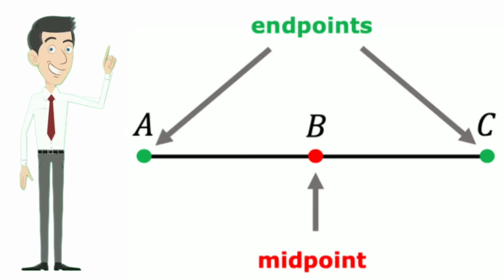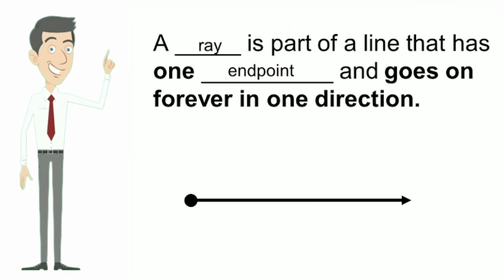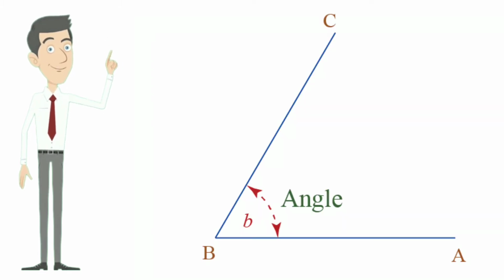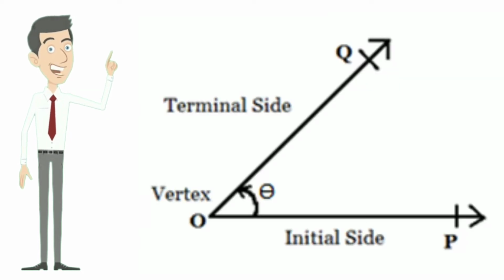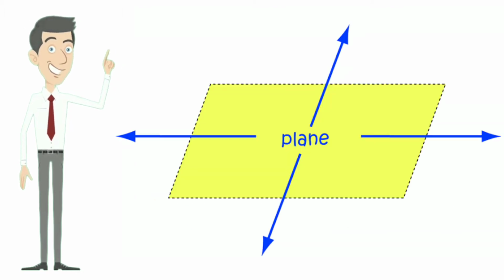Midpoint. The midpoint of a segment divides the segment into two segments of equal length. Ray. Ray is a part of a line having only one endpoint. Angle. An angle consists of two rays that have a common endpoint called the vertex of the angle. Plane. Plane is a flat surface that extends endlessly in all directions.